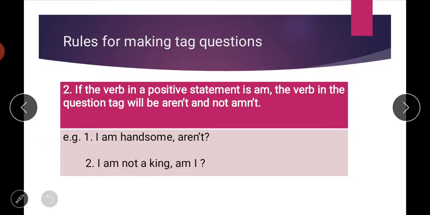Then the second rule is that if the verb in a positive statement is am. Earlier we were talking about be forms of the verb like is, was, are. Here, if the verb is am, the verb in the question tag will be aren't, and not amn't. You can't use the word am not. Instead of using this, you can use the word are not. Are not is correct, but you can't use am not.